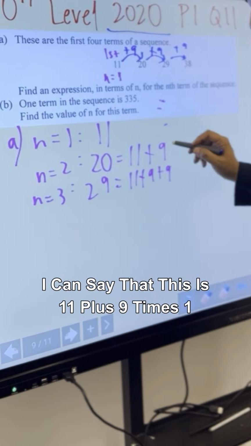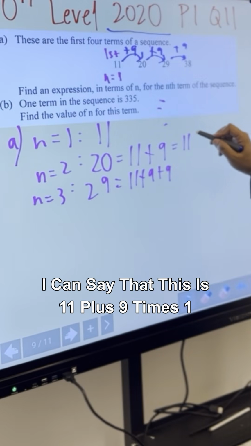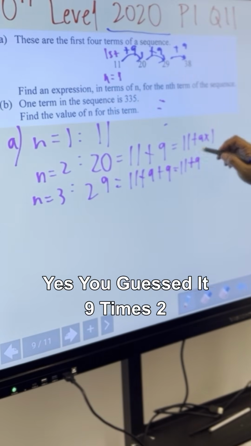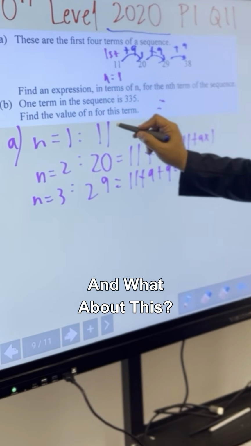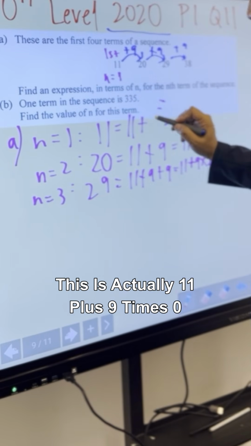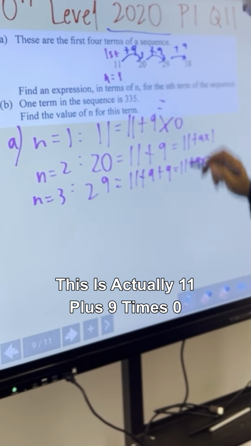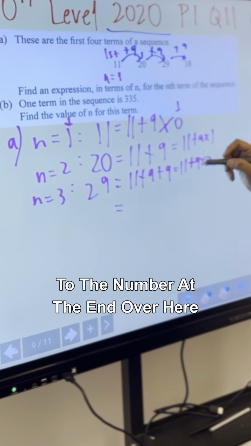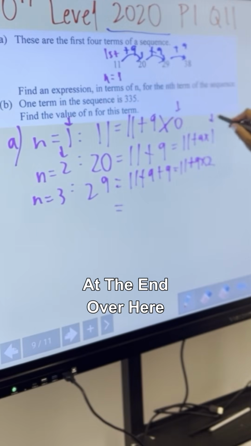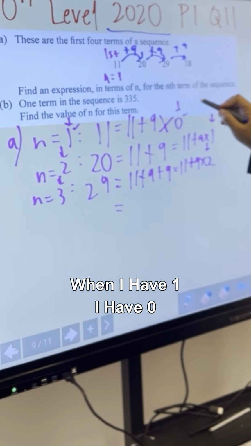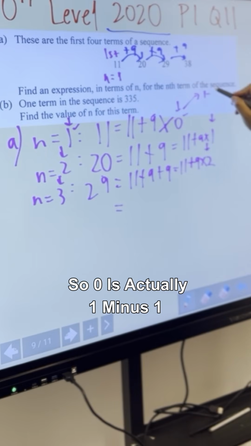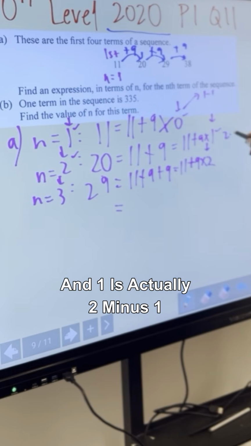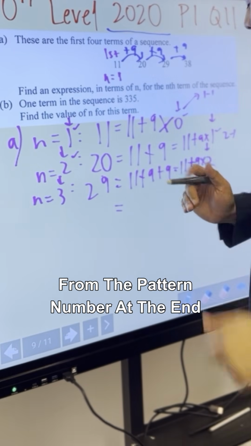What is the pattern? I can say that this is 11 plus 9 times 1, whereas this is 11 plus 9 times, yes, you guessed it, 9 times 2. And what about this? This is actually 11 plus 9 times 0. I will now link the pattern number to the number at the end over here. When I have 1, I have 0. So 0 is actually 1 minus 1. So when I have 2, I have 1. And 1 is actually 2 minus 1. 1 has to be subtracted from the pattern number at the end.